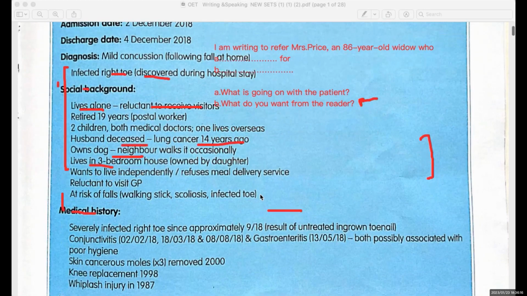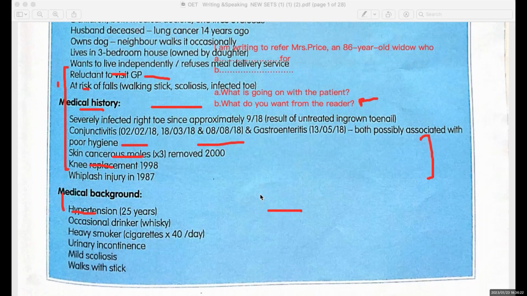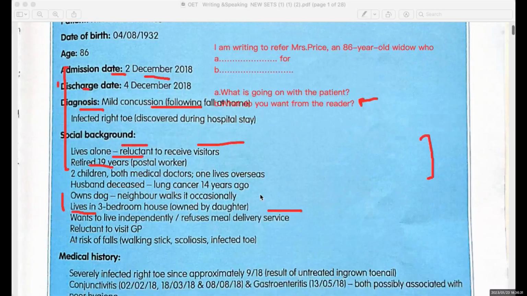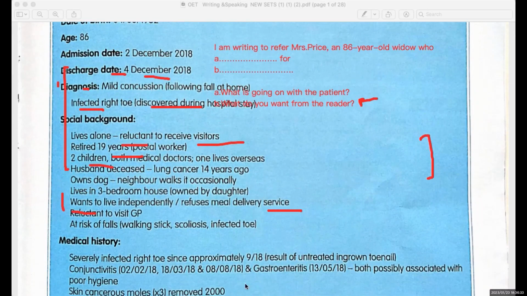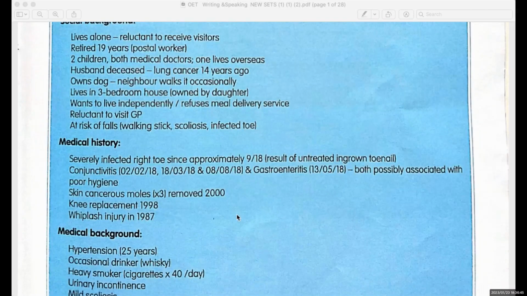Agree? Then we have medical history and medical background. We can merge it into one if you want. And let me tell you that the 1987 injury doesn't play any role. Knee replacement in 1998, that was a while ago. We are in 2018 at the moment, so why do we need to talk about things that happened in 1998? It doesn't have anything to do with the present. She also had a skin cancerous mole removed in 2000. She had a knee injury, she has a whiplash injury. We're going to throw this out. It's useless because it is not playing any role in the current condition of the patient.